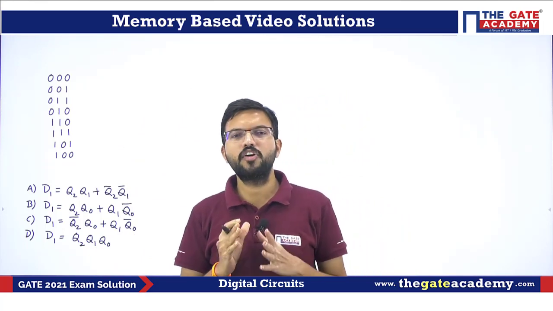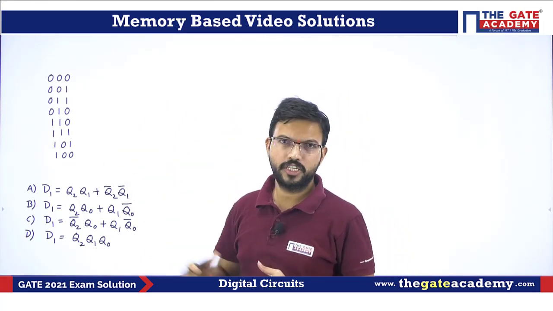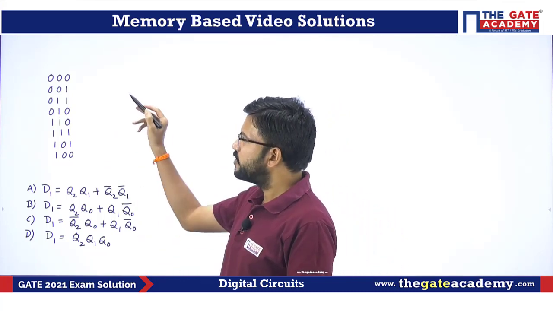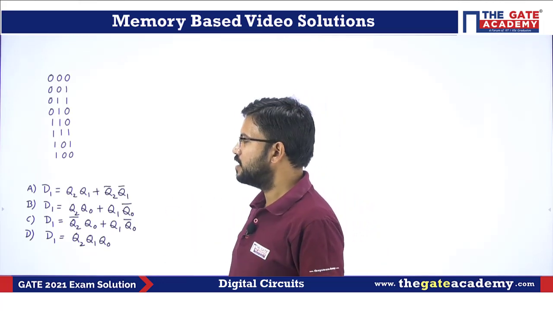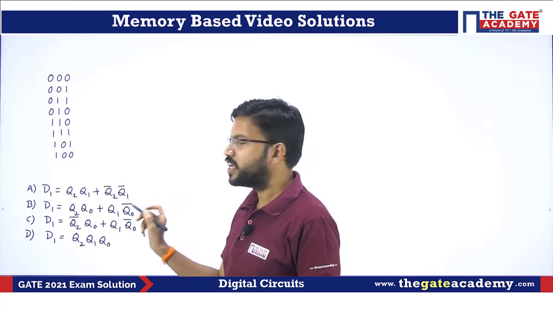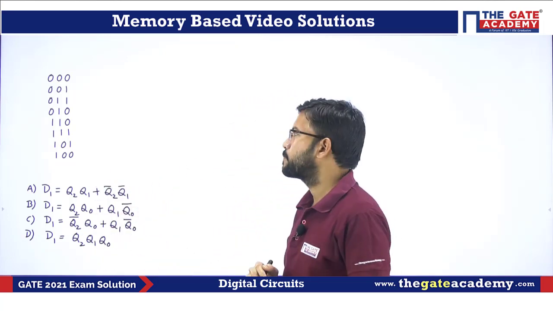So in this question, they want to design a 3-bit gray code counter. For that they have used 3 D flip-flops, and they are asking for the input expression for the D1 flip-flop. What is the D1 expression? Regarding that they have given 4 choices.